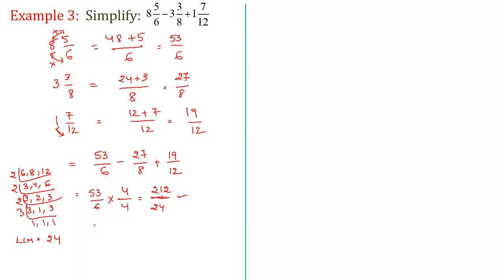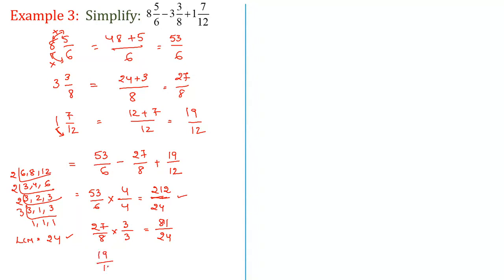Take the second fraction now, 27 by 8. By multiplying which number will the denominator become 24, which is equivalent to the LCM? 8 threes are 24, isn't it? So multiply both numerator and denominator with the same number to get the equivalent fraction of 27 by 8. 27 threes are 81. So 81 by 24.